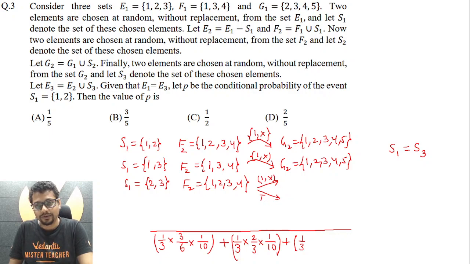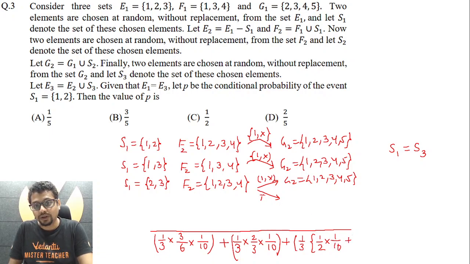So 1 getting selected, what is the probability? You may say 3 by 4C2. 4C2 is 6. So you may say half. And if 1 gets selected, G2 becomes 1 comma 2 comma 3 comma 4 comma 5. And for S3 to be 2 comma 3, favorable outcomes is 1 and the total number of outcomes is 5C2, which is 10.